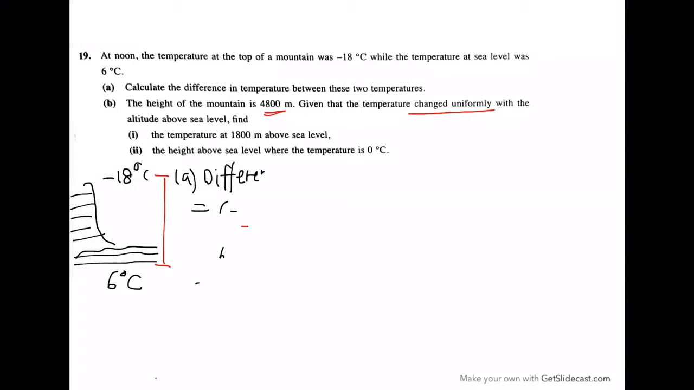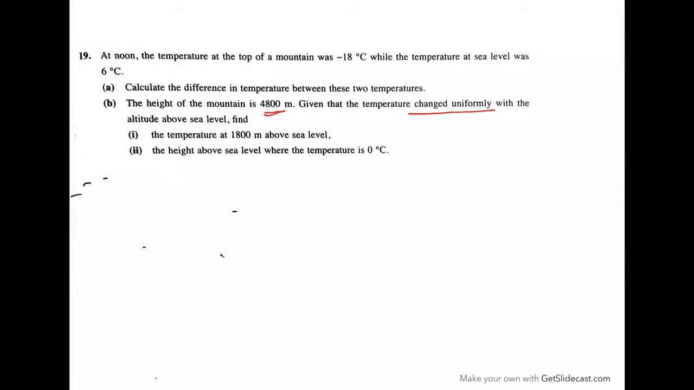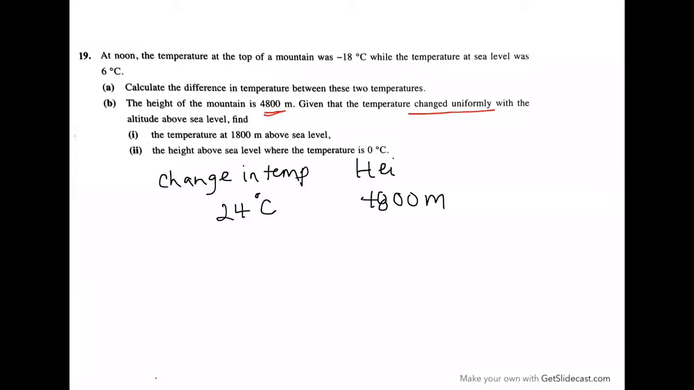Now let's take a look at part B. We already know that the change in our temperature is 24 degrees Celsius. We have two proportions. One is the temperature, the other one is the height. So we know with a change in temperature to be 24 degrees Celsius, the height of the whole mountain itself is at 4,800 meters. This one is for our height. What can we do with these two proportions?